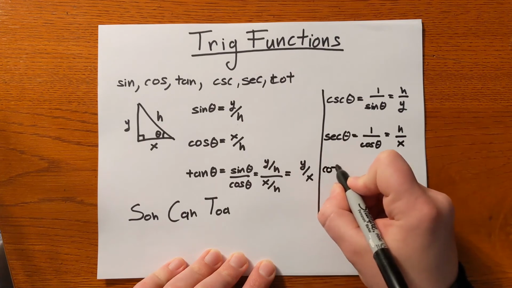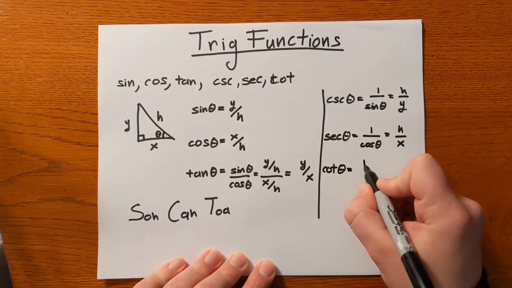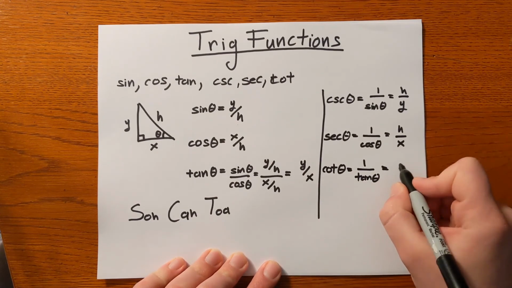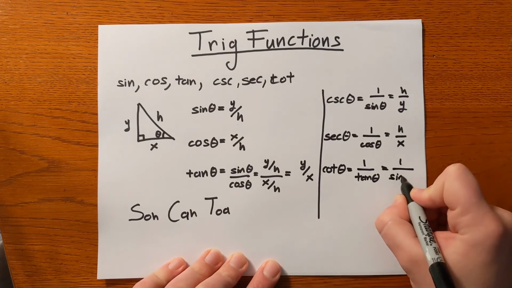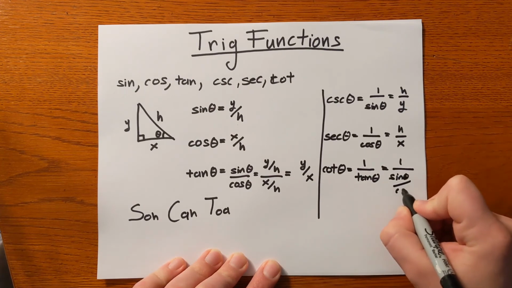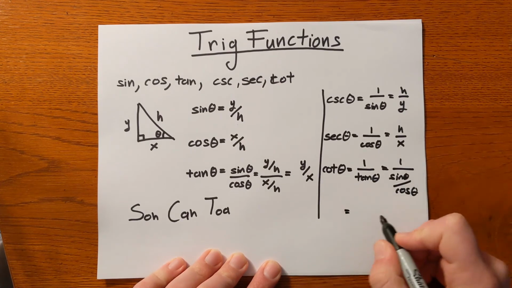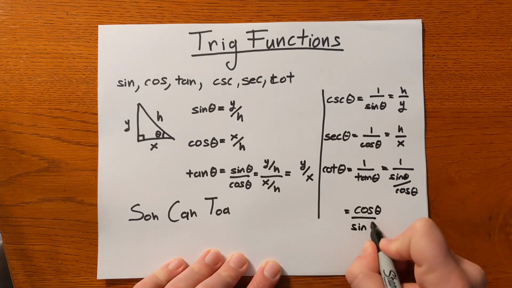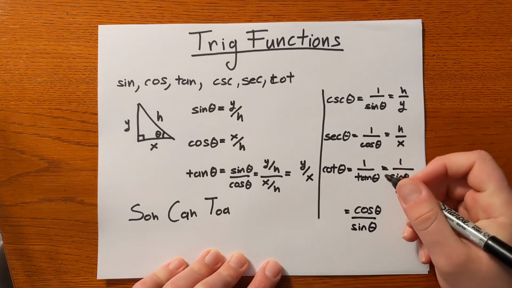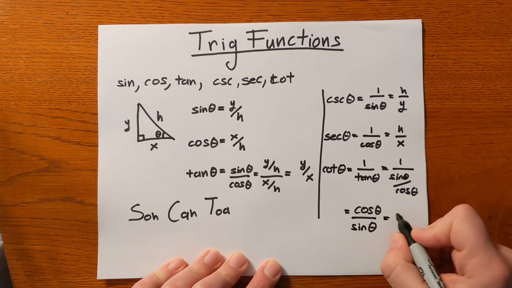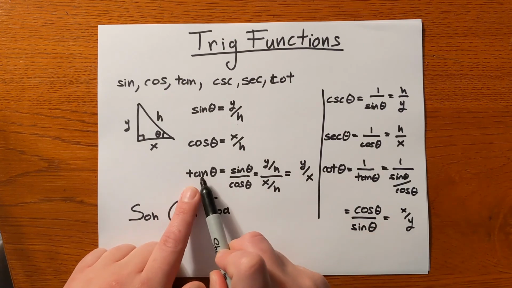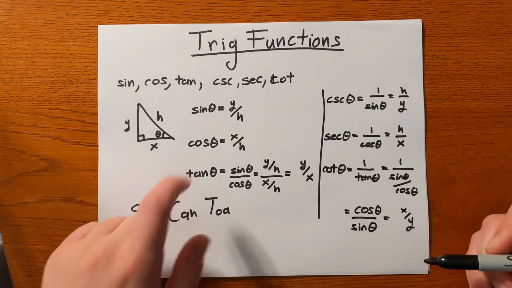And then cotangent is 1 over tangent, which is 1 over sine theta over cosine theta, which means that cotangent is cosine over sine. These are all just equivalent ways of talking about it. And what this works out to be is x over y. You could have also seen that just by saying, okay, cotangent is the reciprocal of tangent. That means we flip these two, x over y.